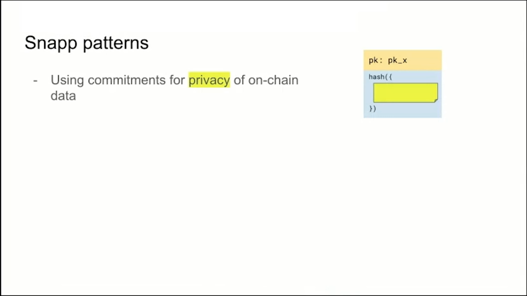So I just want to take a second now to step back and appreciate some patterns illustrated by this example. The first is using commitments for the privacy of on-chain data. In this way, we can have some data that lives on the chain, but is hidden. No one knows what your current house public key is. They just see basically a hash.